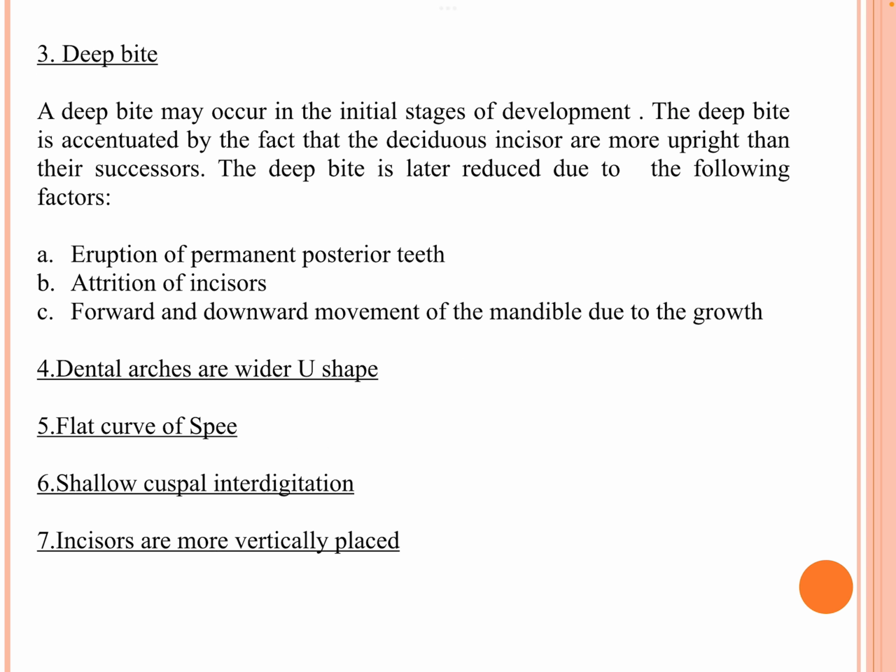Third feature is the deep bite. A deep bite may occur in each stage of development. The deep bite is accentuated by the fact that deciduous incisors are more upright than their successors. The deep bite is later reduced by the following factors: eruption of the permanent posterior teeth, attrition of incisors, and forward and downward movement of the mandible due to growth.